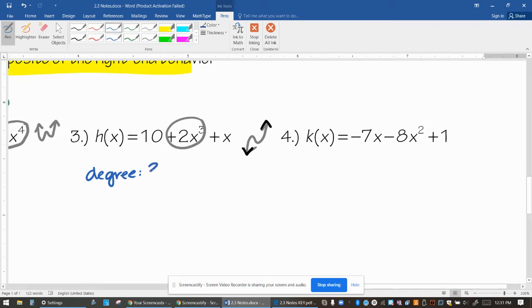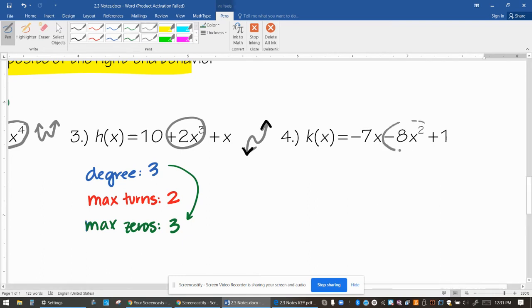The degree is 3. The max turns is 1 less than the degree. And the max number of zeros, or solutions, or x-intercepts, is the same as the degree.